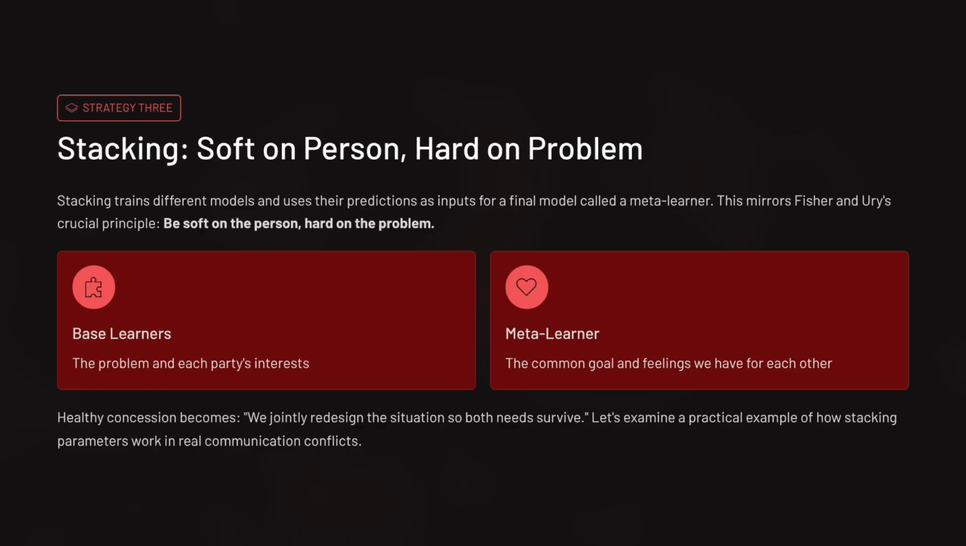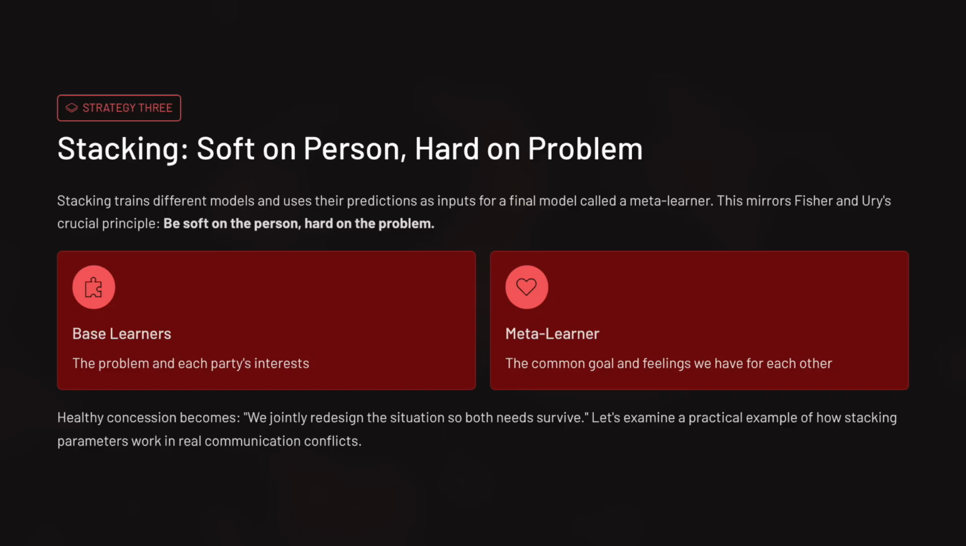Stacking, negotiation psychology. Stacking, or stacked generalization, trains different models and uses their predictions as inputs for a final model called a meta-learner. Such duality reminds us of a crucial principle introduced by Fisher and Ury. Be soft on the person, hard on the problem. The problem, as well as each party's interests, become the models. The common goal and the feelings we have for the person in front of us become the meta-learner, which then illustrates healthy concession as we jointly redesign the situation so both needs survive.